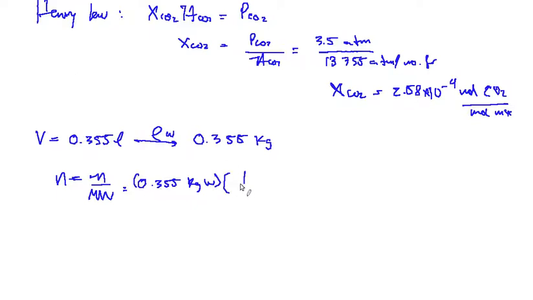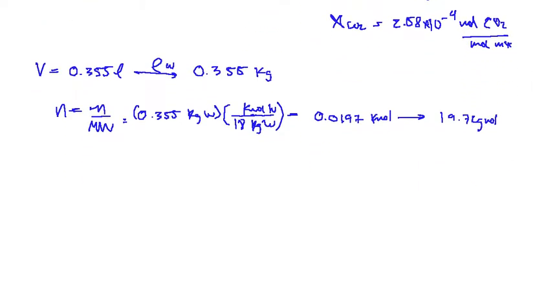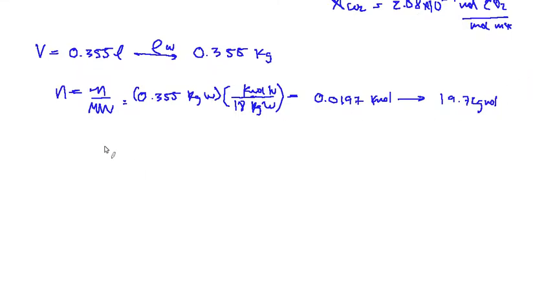divided by the amount of kilograms of water per 1 kilomole of water, and you will get 0.0197 kilomole. Let me change that to gram-mole, 19.72 gram-mole. So that's the amount we have in that volume of water only, or soda. Now the moles, I told you it's 19.72 gram-moles of water or soda.